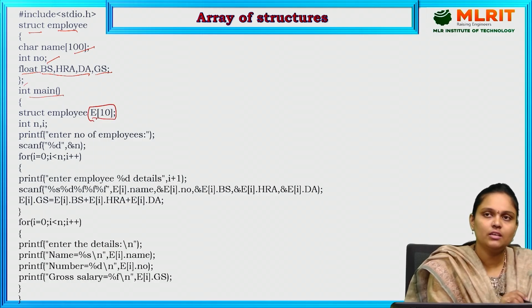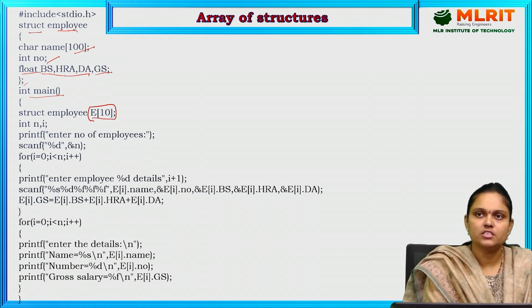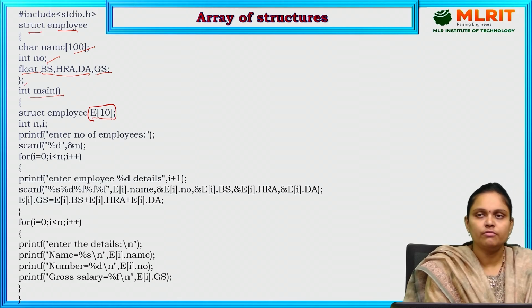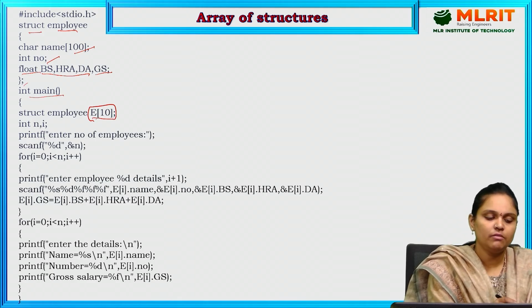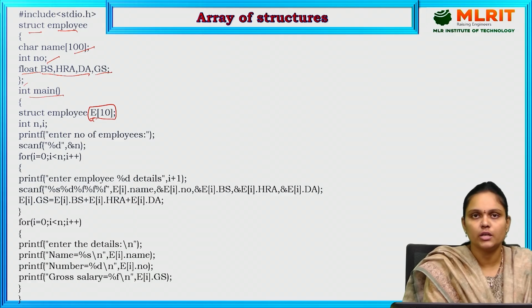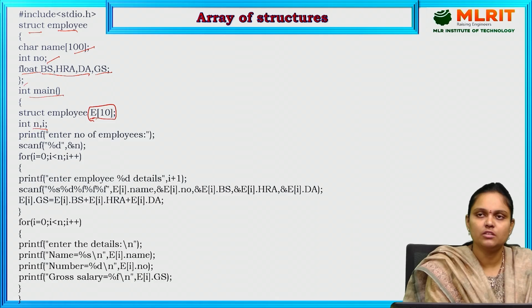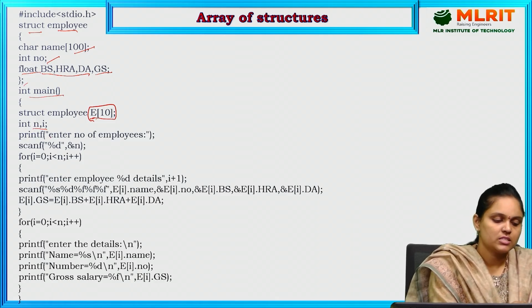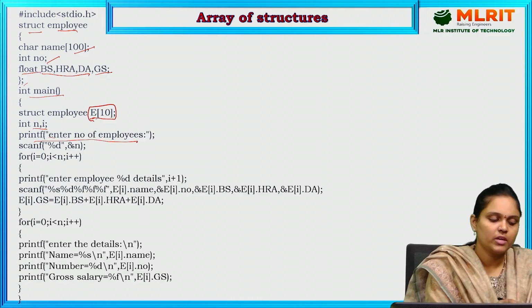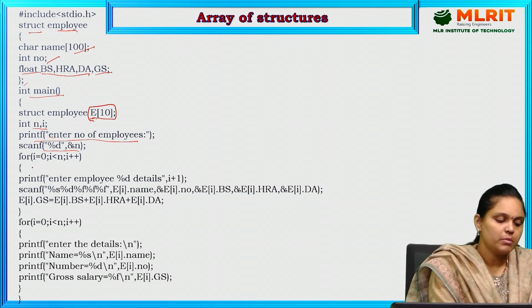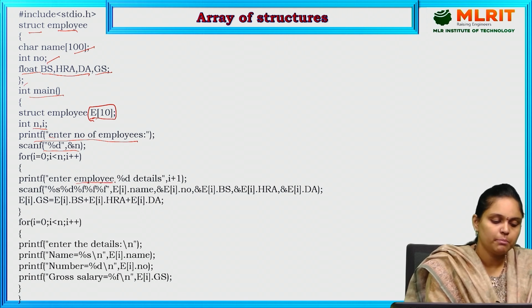For this single structure variable we are giving an array size, which is declared using square brackets. So E of 10 means that in that variable E we can store 10 employee records. Here we use int n and i inside the for loop, and n is the number of employees. We ask the user to enter the number of employees, and using the scanf statement we read that n value, and using the for loop we ask for the details.